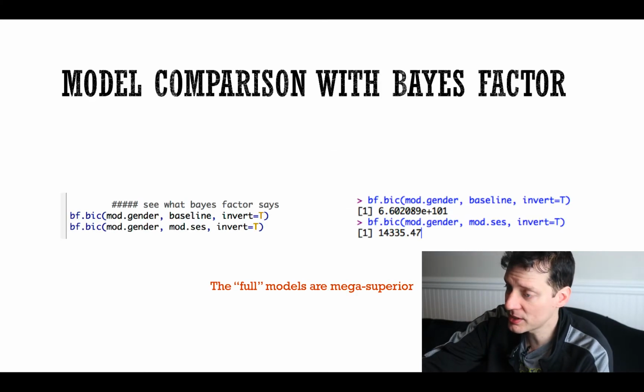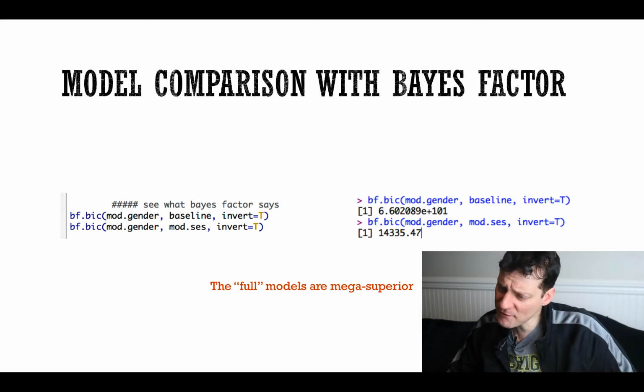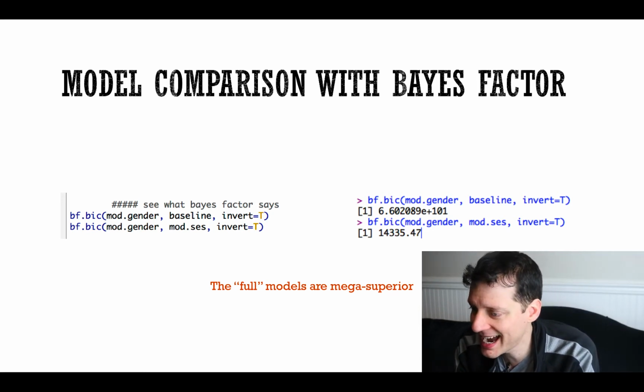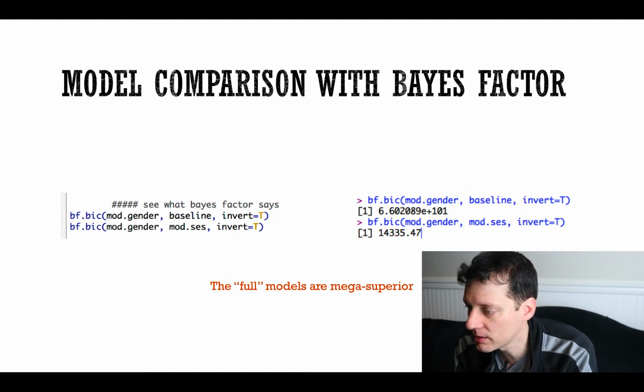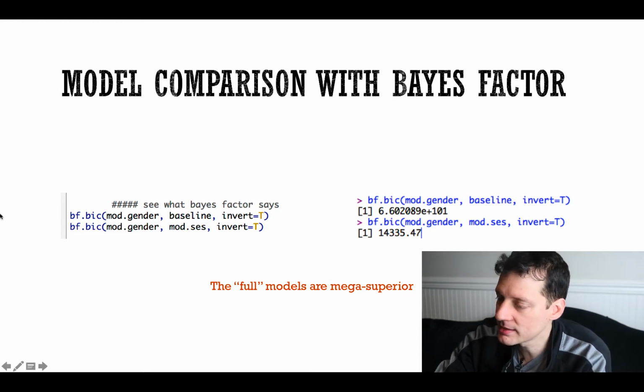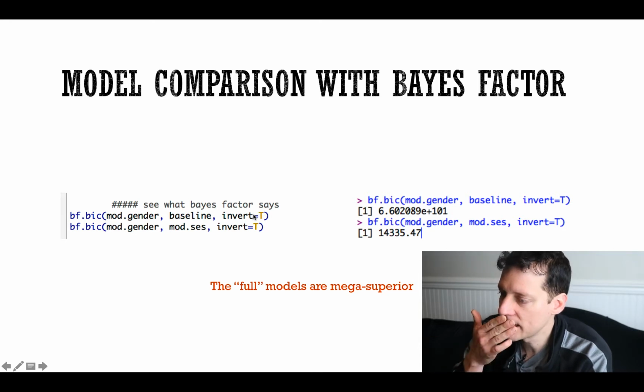So in R, how do we do this? Another function, baby! We do bf.bic, which stands for Bayes factor BIC, and we put the full model first, then the reduced model, though I believe it can go either way. Then there's the option invert equals true, which says, do you want a positive number or a negative number?